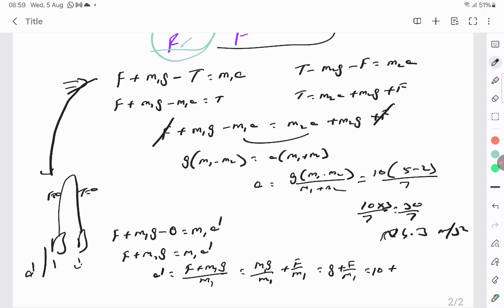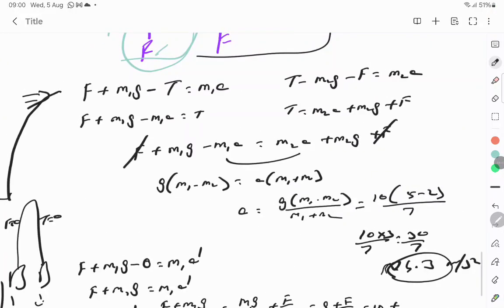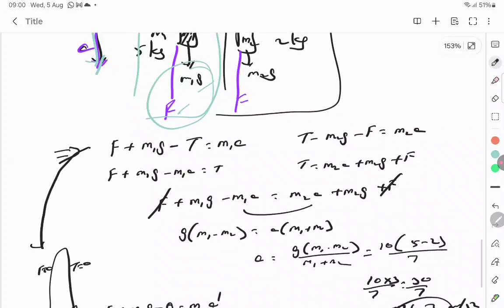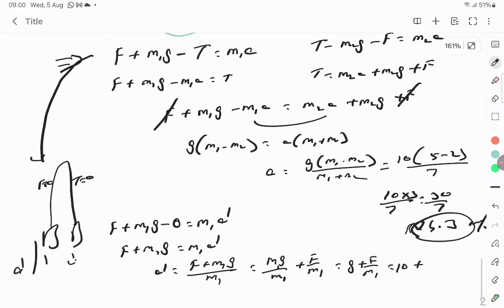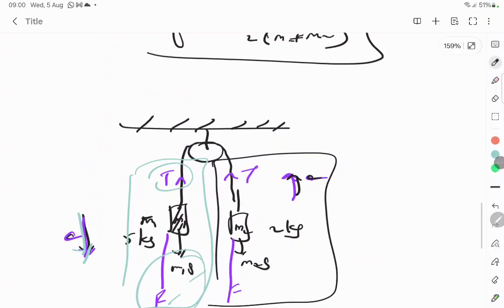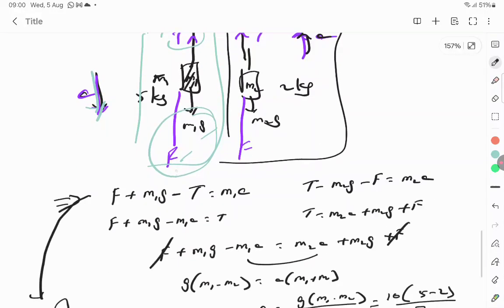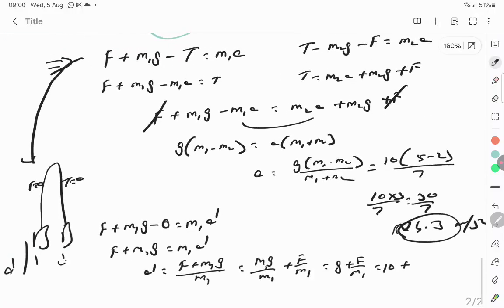Oh, I have to think about this. Since we found what is acceleration, which is 4.3, can we take it and substitute it here and find... They seem to have given what is F. F is 1 Newton. They have given F as 1 Newton. The force with which this is getting pulled is 1 Newton. I didn't even substitute that. Okay. Now at last I'm able to substitute.